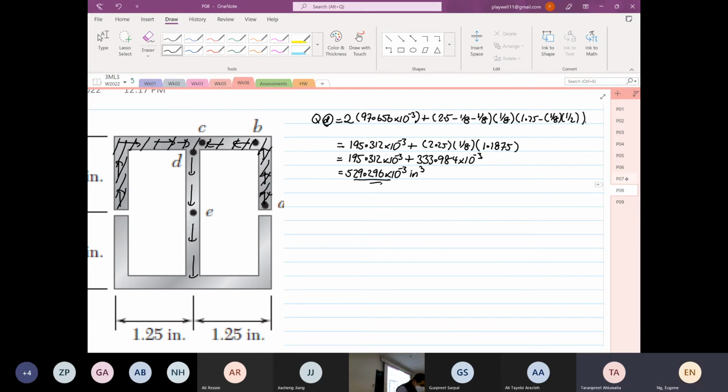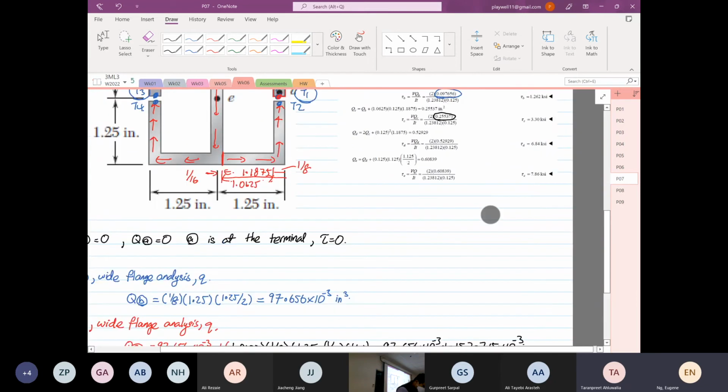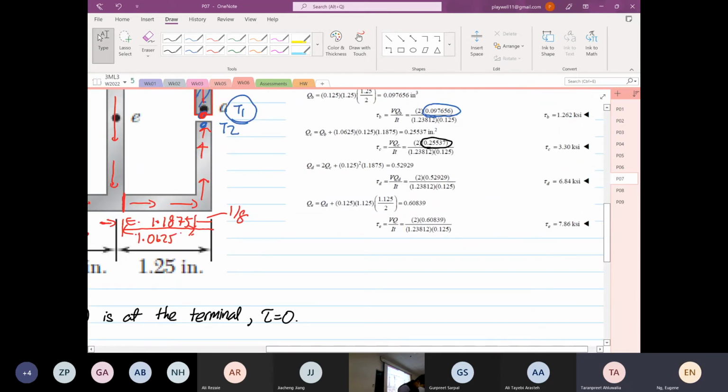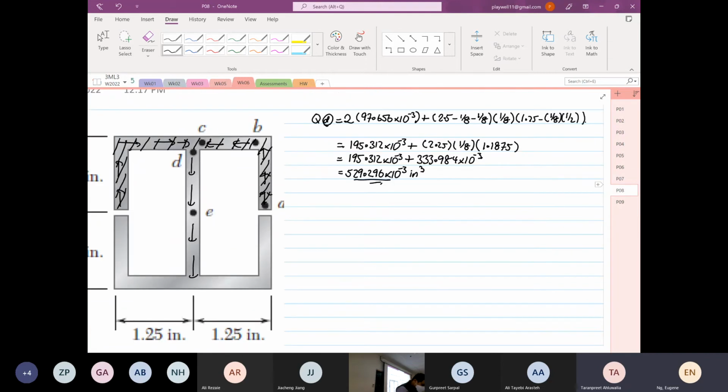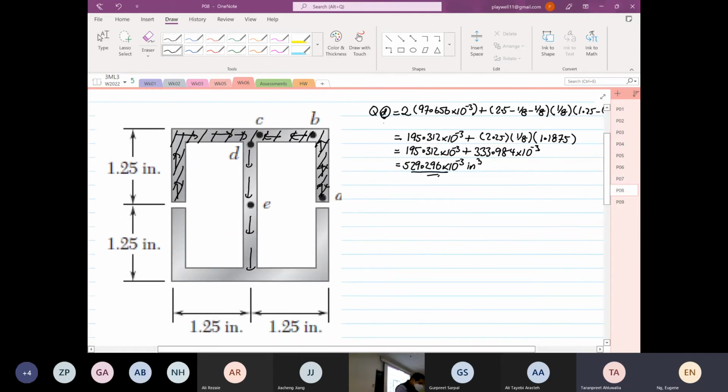529.296. Okay, so if we go back, they get 529.29. So it's the same. Now the thing to watch for is this. We found that our shear stress is at D. So the next one is at point E. Right, so where we stop is up to here.